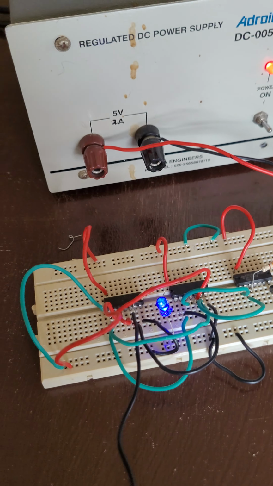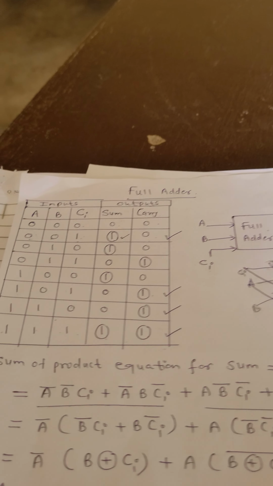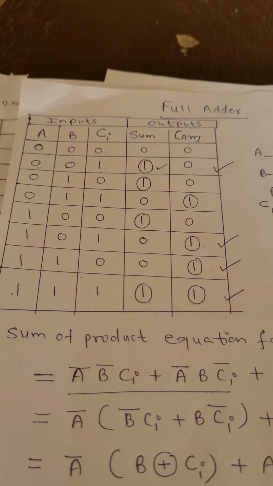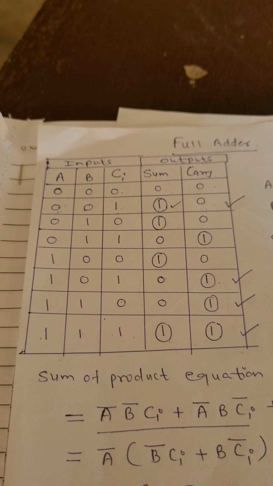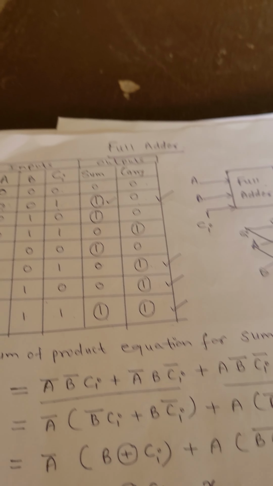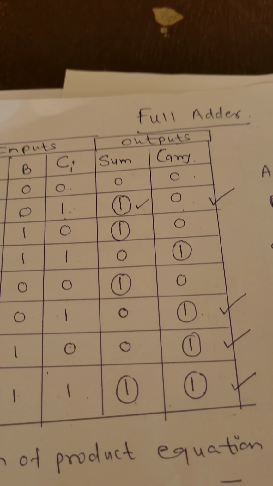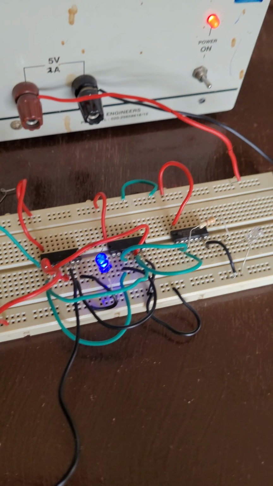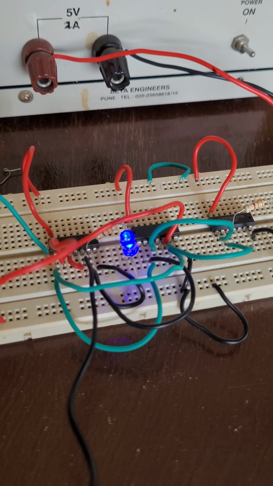So in this way, this full adder works. If I give the 3 binary inputs A, B and CI, it generates this type of outputs as per this truth table. This hardware circuit also we have tested and it is working fine.